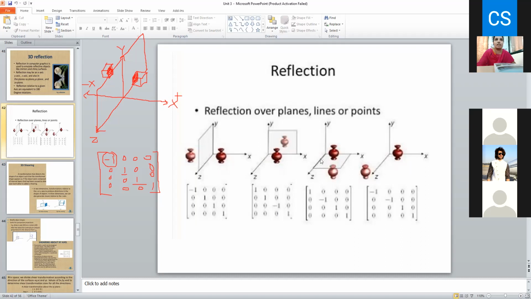And when it is the XZ plane, the object is here. After reflection, it will show downwards. It will show here. That is nothing but the Y value, earlier positive, now negative. That means when the plane is XZ, nothing changes in XZ, only Y becomes minus. Getting it?